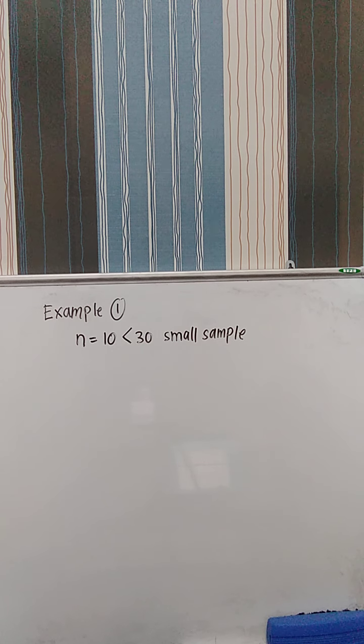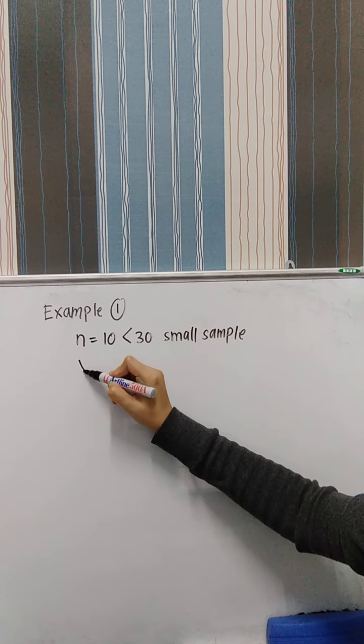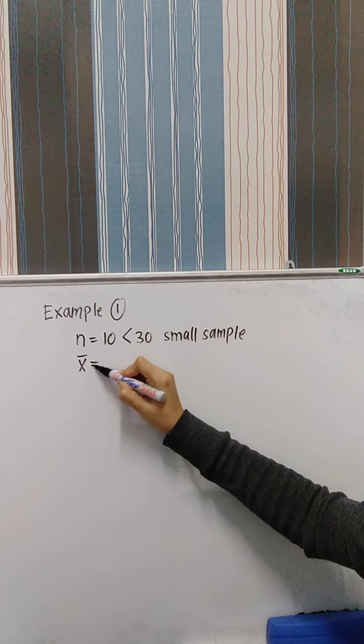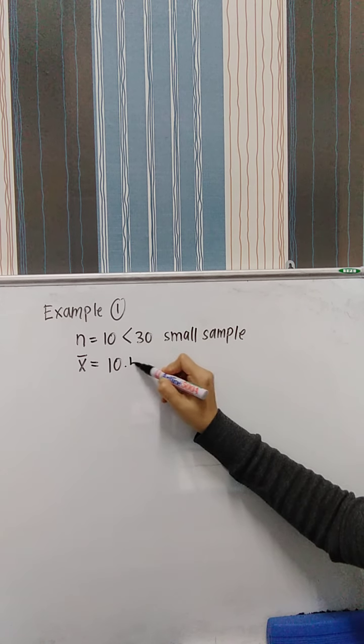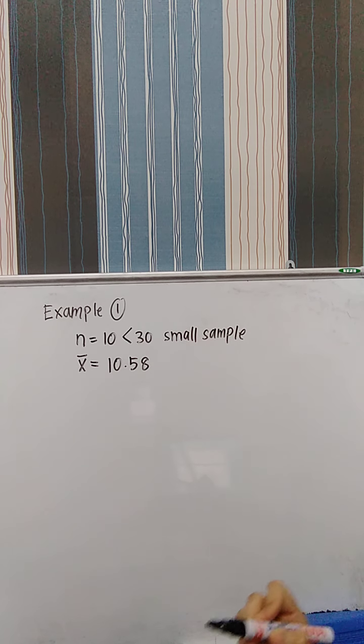Reveal a sample mean of 10.58 years. Okay, we have the sample mean. So this is the X bar, 10.58 years. With a standard deviation.